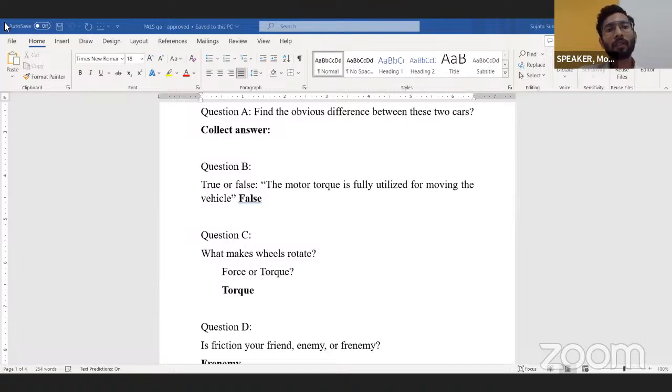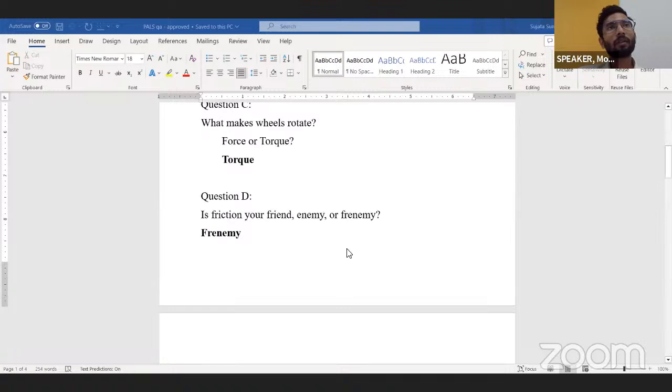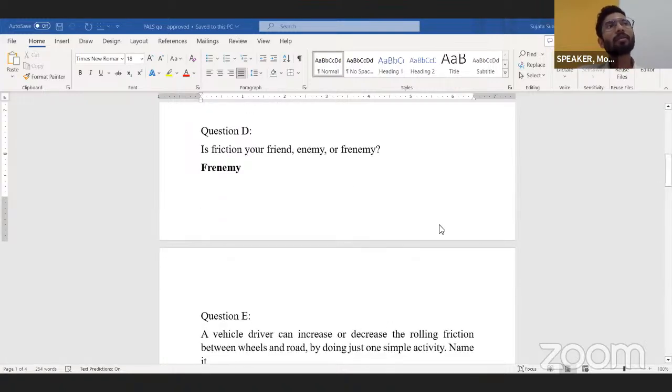The next question was, what makes the wheel rotate? The answer is obvious. It has to be the torque. The wheel moves in a translation motion, but when the shaft rotates, it delivers the force along the radius. So the wheel has to experience a torque. Thank you. So this question I have explained.